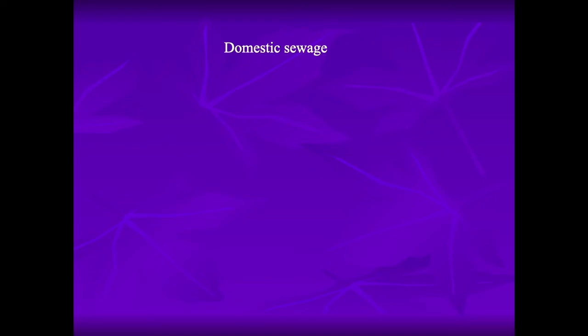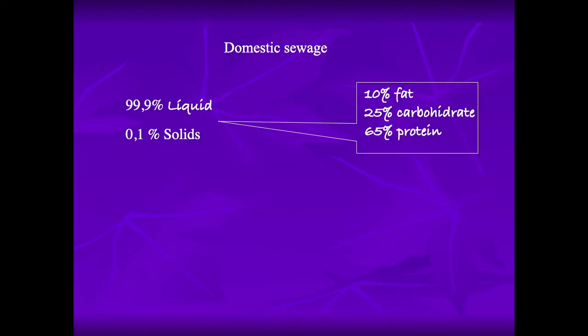If we look at the composition of domestic sewage, we'll find out that it is 99.9% water with some 0.1% of solids. And that 0.1% of solids is roughly 10% fat, 25% carbohydrates, 65% protein, which sounds like something that we could use in our gardens. For that, we need to look at what we conventionally know as treatment, sewage treatment.